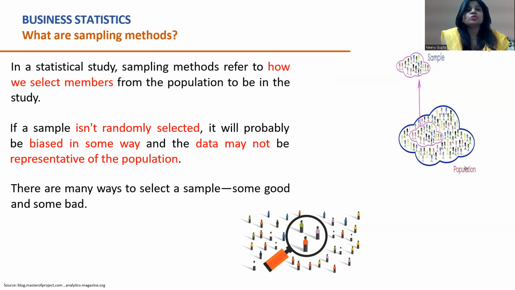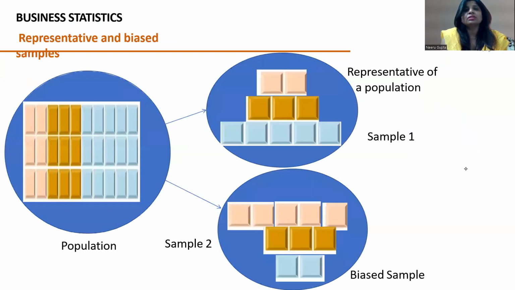There are many ways to select a sample. Some are good, some are bad. In which sense are some good or some bad? If they are biased, then that is a bad sample. If that is not biased, then that is a good sample.